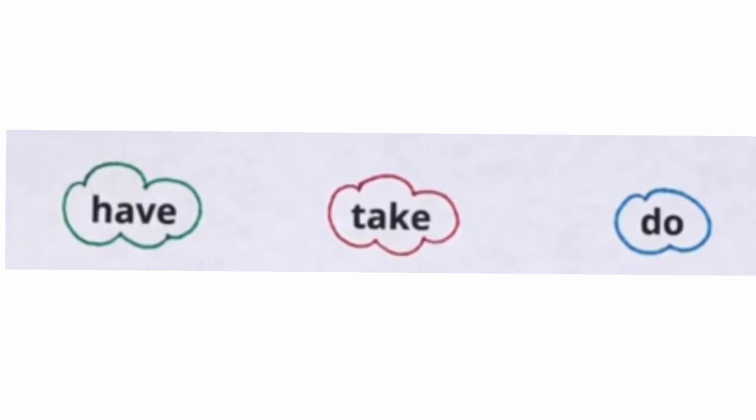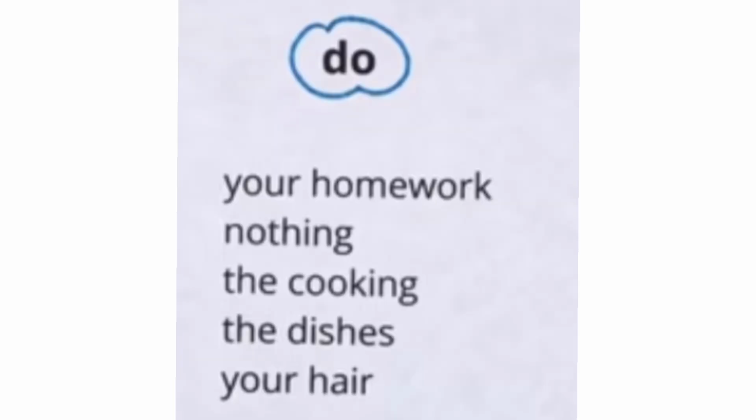Today we will learn the use of have, take and do. I'll tell you where we can use have, take and do. These are all different words, but I will tell you where we have to use them. We can use do with: do your homework, do nothing, do the cooking, do the dishes, do your hair. With all of these, we are using do.